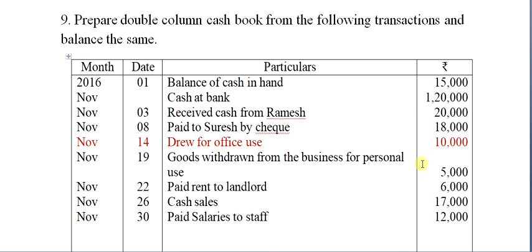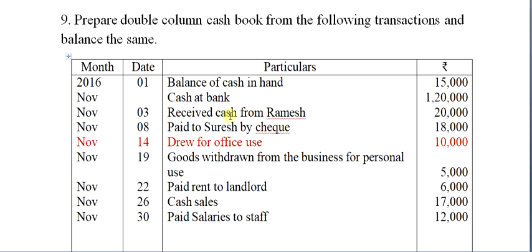Moving on to the next problem, that is the 9th problem. Prepare double column cash book from the following transactions and balance the same. So in this month, date, particulars, rupees is given. 2016 November 1st, balance of cash in hand 15,000, cash at bank 1,20,000. This is a debit balance that should be taken under the debit side. To balance brought down, cash balance 15,000, bank balance 1,20,000.